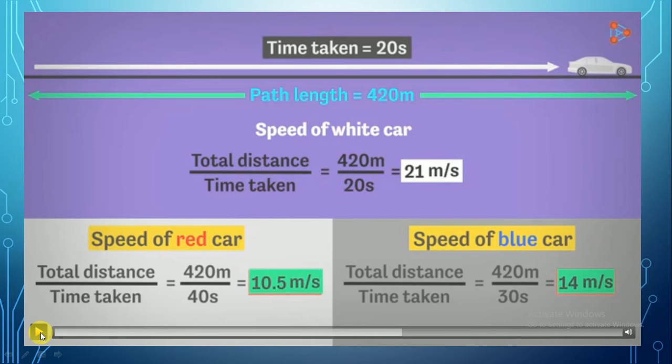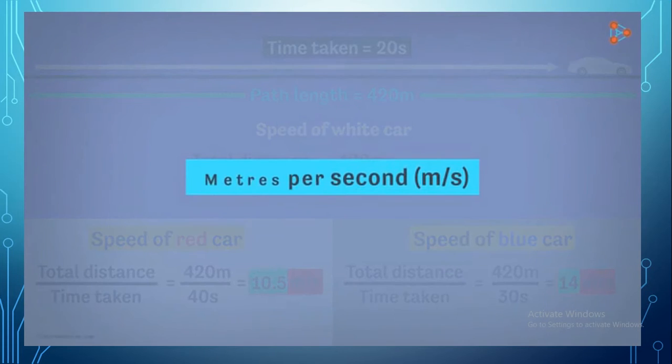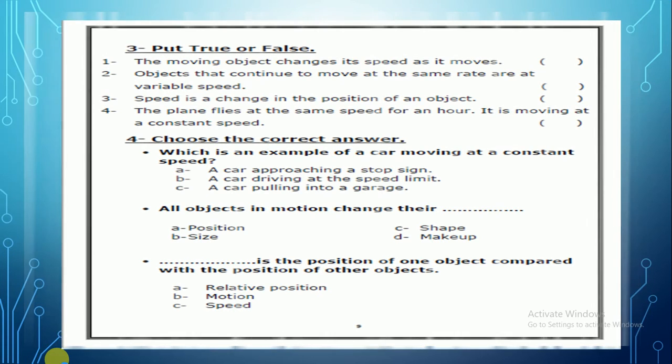Okay, I hope you got it, guys. Now I want you to look at the units. Meters per second is one of the units of speed. Okay, so let's now move to the exercise. This is page 9 and we have some questions here. I will answer them and you can write it down in your booklet.